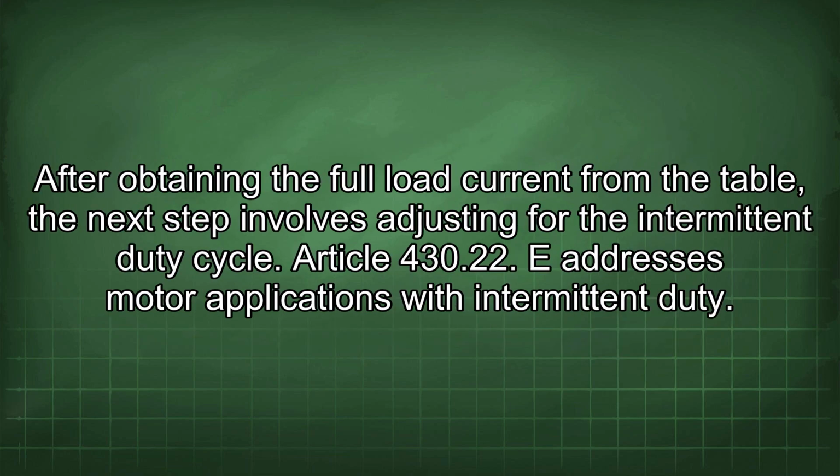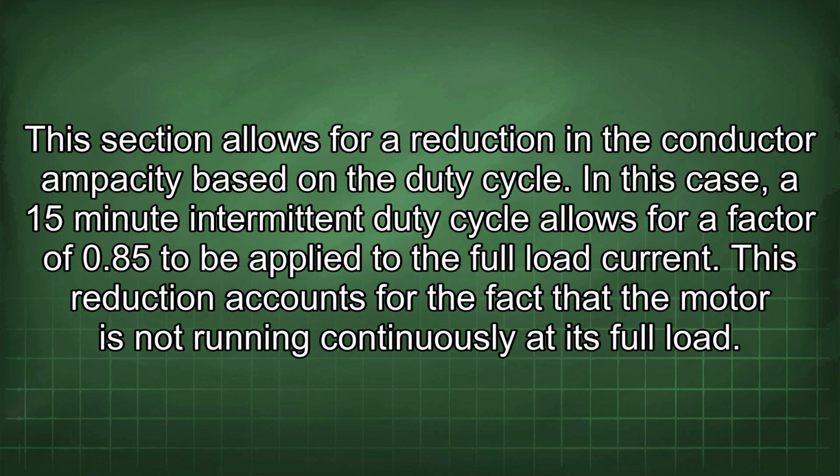After obtaining the full load current from the table, the next step involves adjusting for the intermittent duty cycle. Article 430.22(E) addresses motor applications with intermittent duty. This section allows for a reduction in the conductor ampacity based on the duty cycle. In this case, a 15-minute intermittent duty cycle allows for a factor of 0.85 to be applied to the full load current. This reduction accounts for the fact that the motor is not running continuously at its full load.